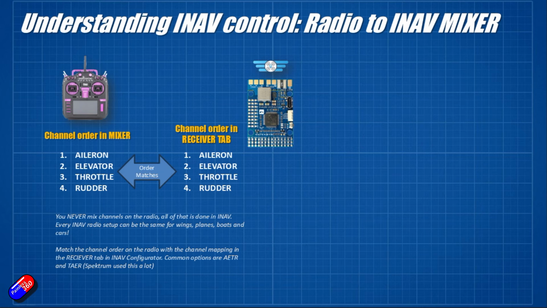And I see lots of problems with people not having the right channel order on both ends, so that INAV is confused about which control you're moving, but also what they're doing is playing with things like the mixing on the radio, because it's a wing, right? And they're putting INAV into a wing, then they're going to set up the wing mixes on here. You don't do that. You always have it aileron, elevator, throttle and rudder would be the way that I'd set it up. So what about the other side?